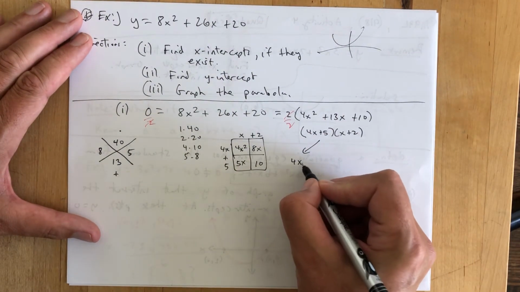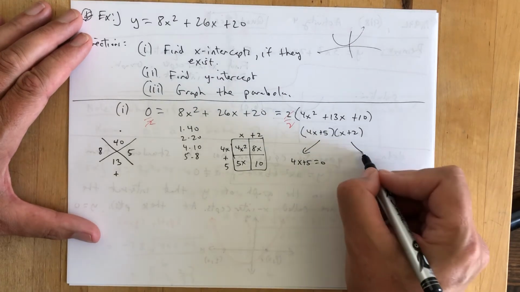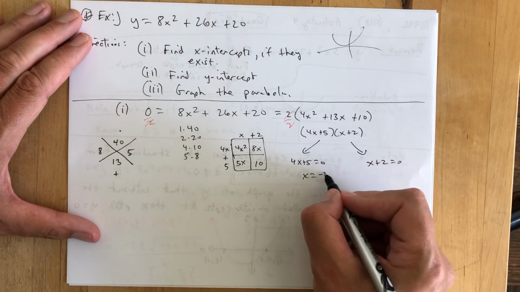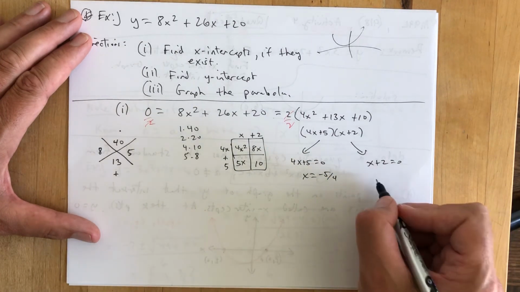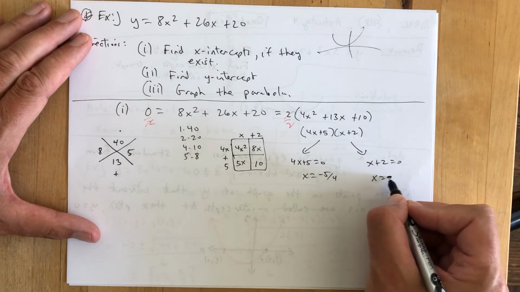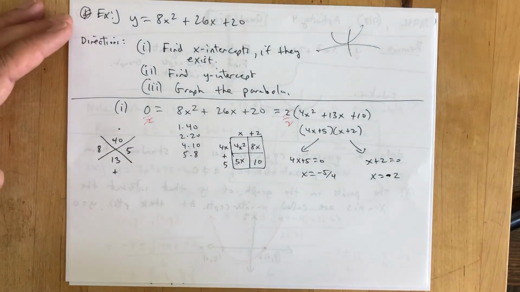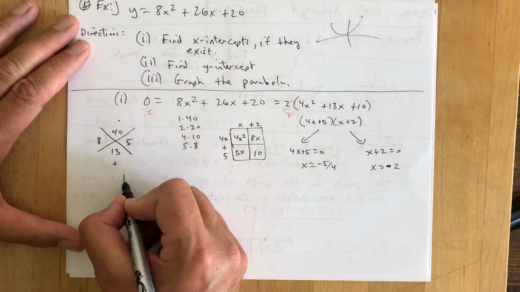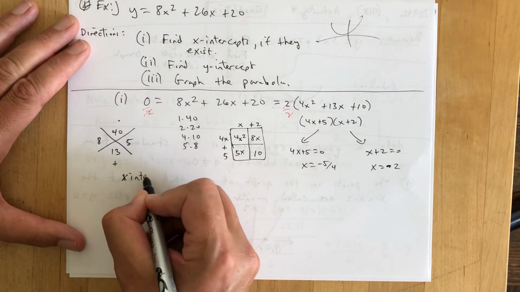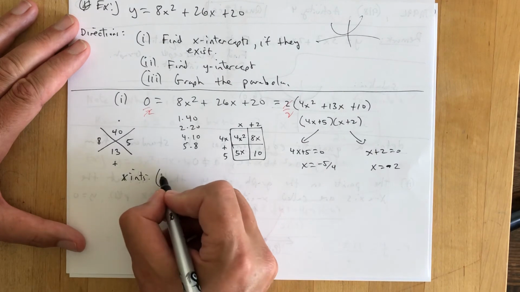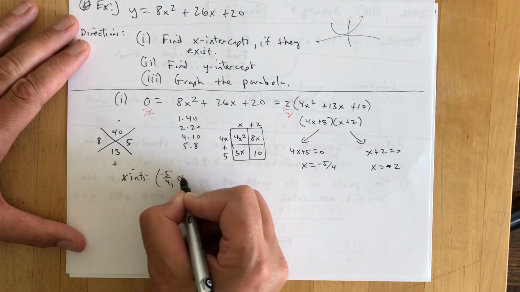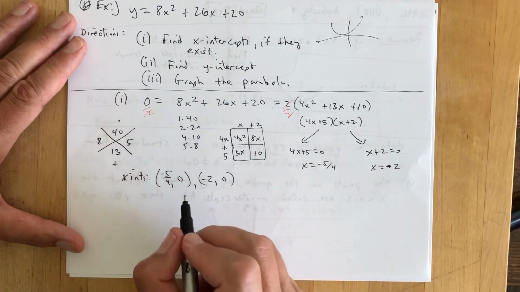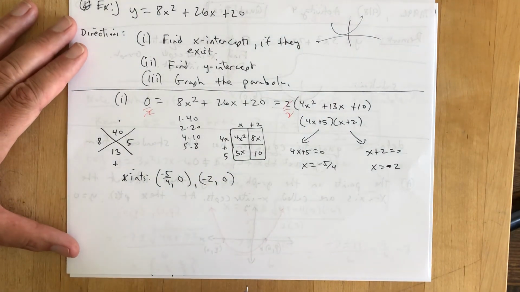Okay, so now you solve this guy, and you solve this guy. So x equals minus 5/4 and x equals minus 2. Okay, this is the part where I get frustrated with students. So the x-intercepts are the point minus 5/4 comma 0, and the point minus 2, 0. So we found the x-intercepts.